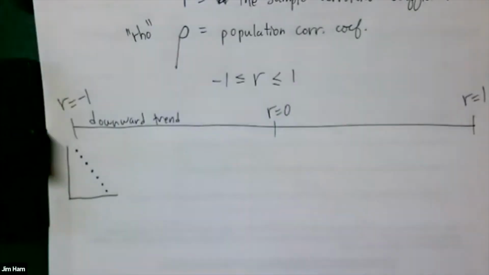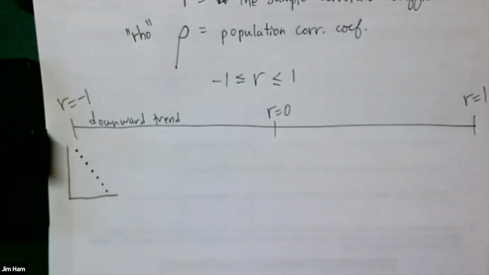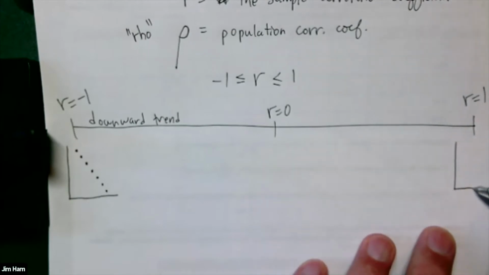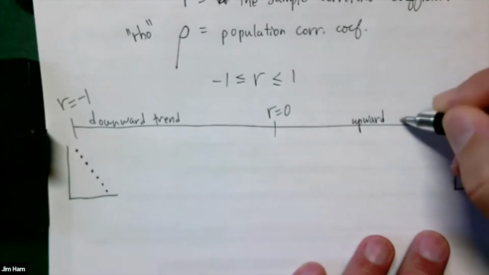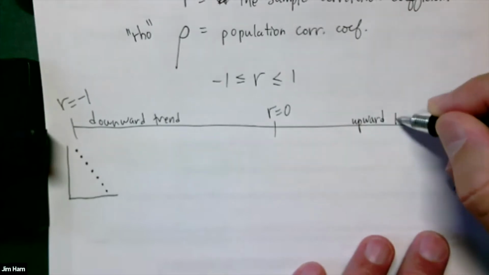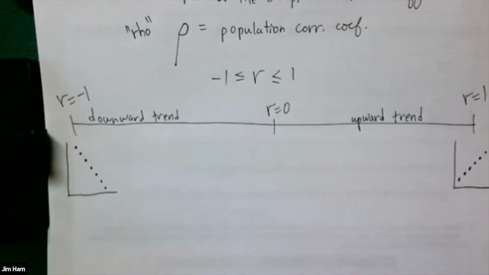So when the correlation coefficient is negative, think about it as the slope being negative. And if the slope is negative, then you're going to have a downward trend. Similarly, if the correlation coefficient is positive, then there's going to be an upward trend. And if the correlation coefficient is 1, the maximum value, then you're going to see a perfect linear relationship.